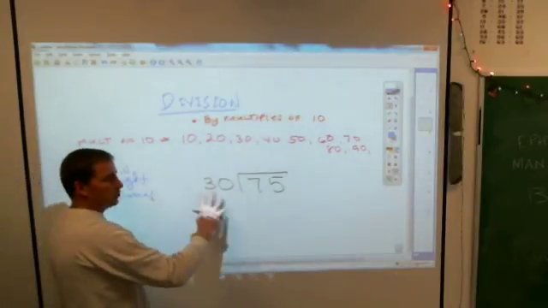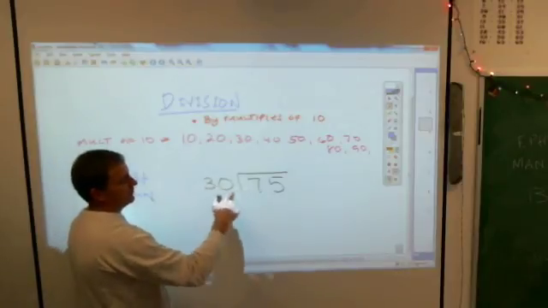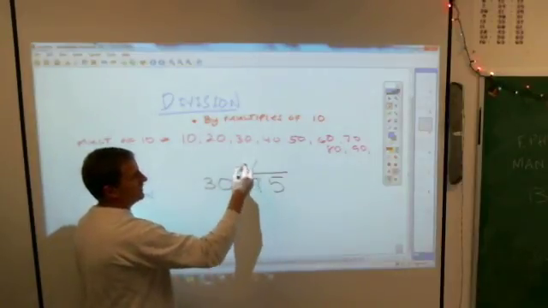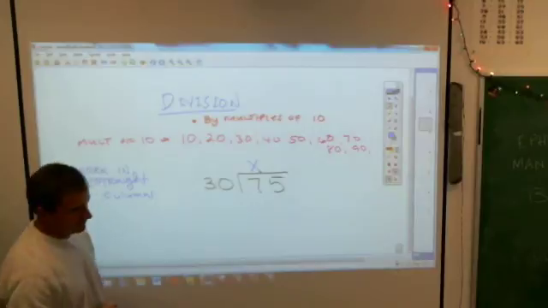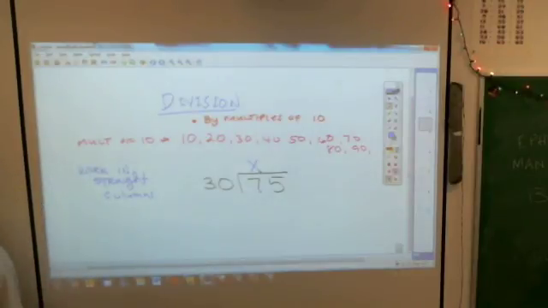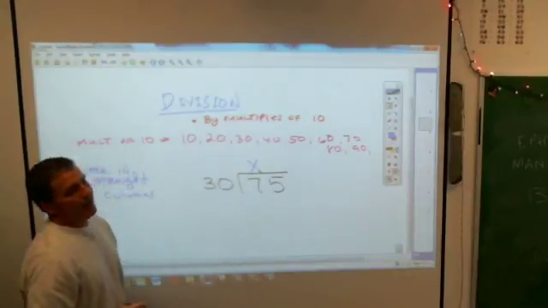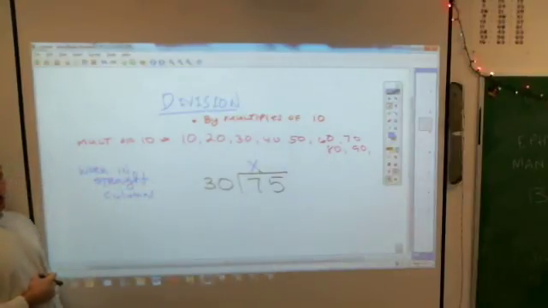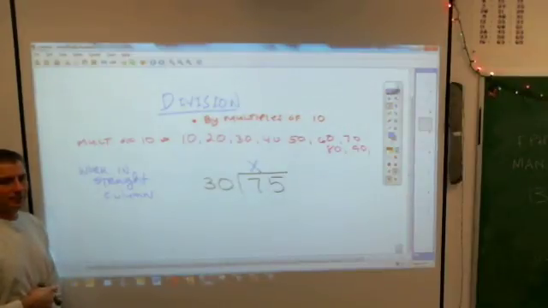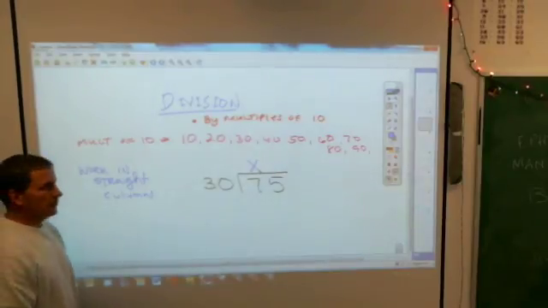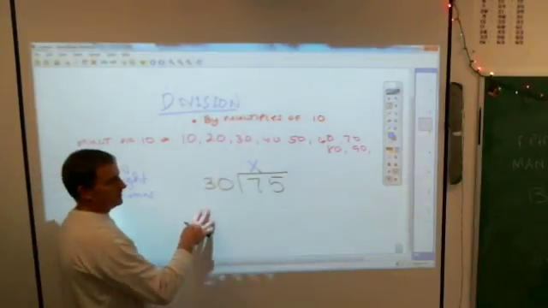So when you look at a problem like this, since 30 doesn't go into 7, you should not have anything above that 7. Nothing above the 7. 30 does go into 75. How many times and how would you know? What would be your help as to knowing how many times 30 goes into 75? Just do 3 times 2 and add the 0, which is 60.